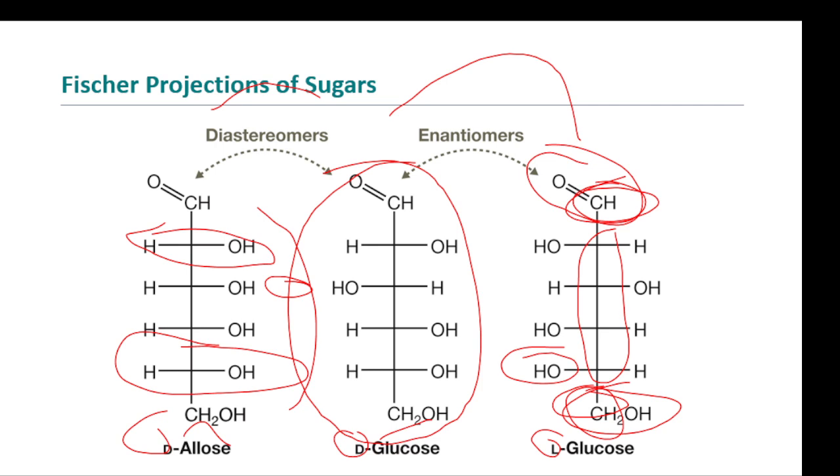Because the chain is straight up and down, instead of left to right like it normally is. There's absolutely no zigzagging or anything, right? So it's a totally unnatural way to write it, and that's very, very specific to Fischer projections.